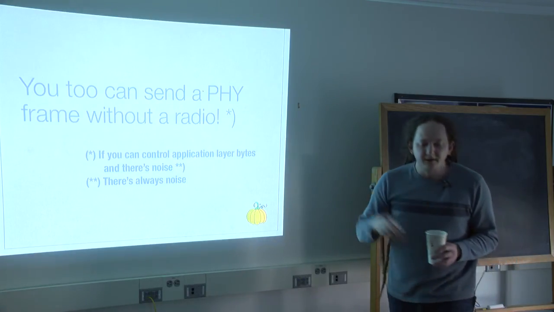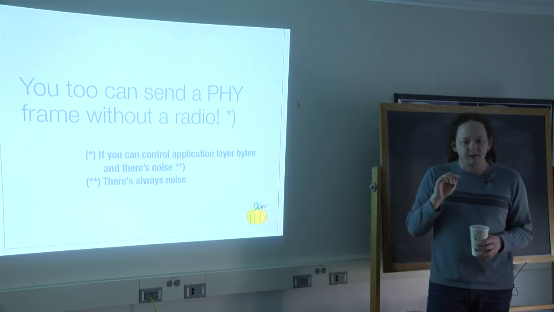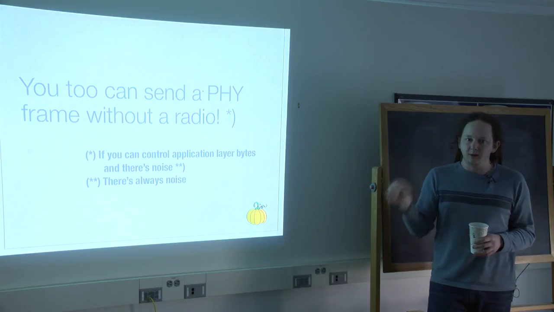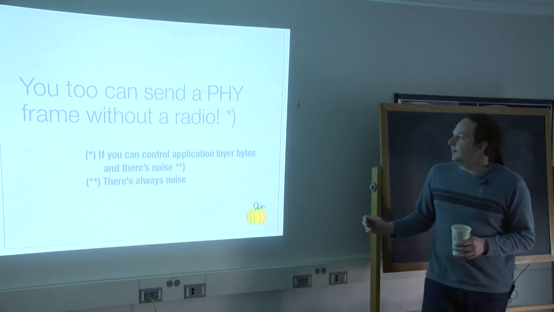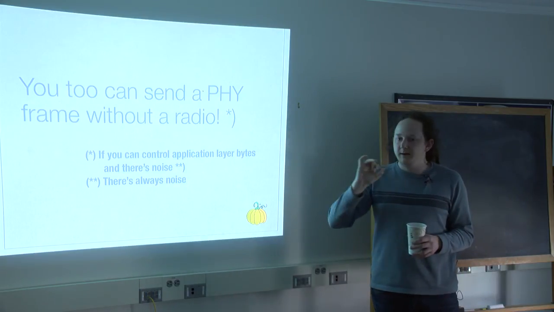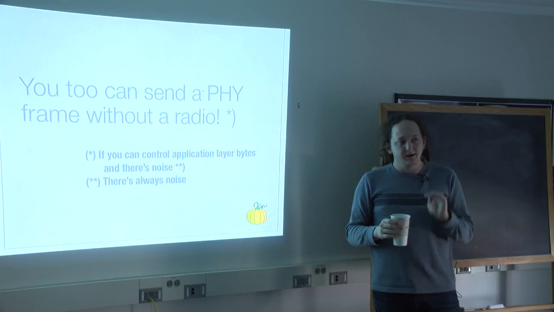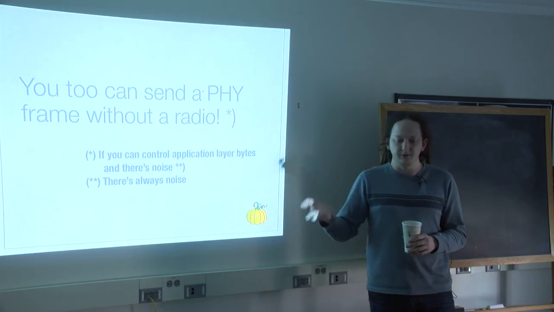So you can send a 5-frame without a radio if you control the layer 7 data and you know what it will look like at layer 1, and there's radio noise. Now this part about knowing what the application layer bytes will look like at layer 1 is trivial for Zigbee because they're not encrypted and they're not scrambled. Well, we're assuming that there's no encryption.